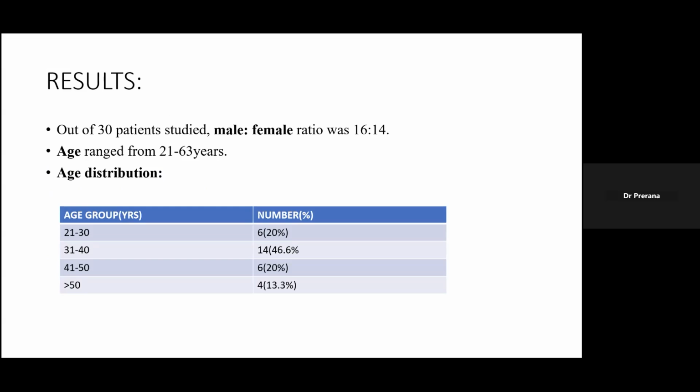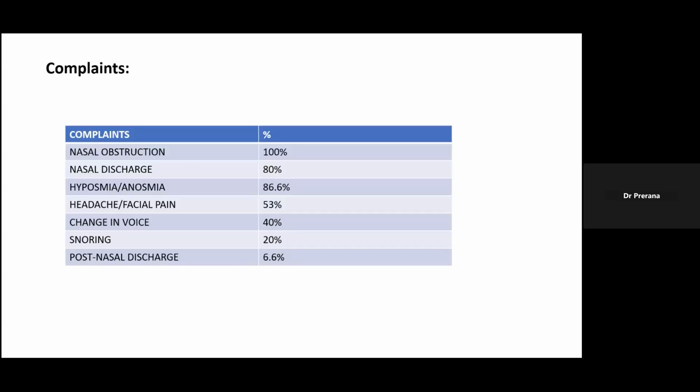So, the results which we drew out of the collected data are here. Out of 30 patients, we had 15 male patients and 14 female, and the age ranged between 21 to 63 years. We had patients from 31 to 40 years contributing to around 14 patients, and 21 to 30 and 41 to 50 patients, we had 6. More than 50 years of age, we had 4 patients.